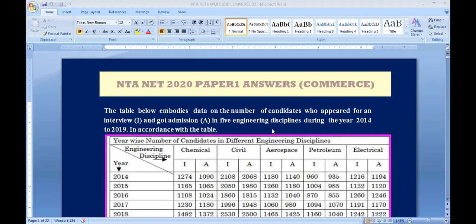If you know how to solve these 6 or 7 models, then data interpretation up to NET level examination is a cakewalk. You don't need to worry about it. Okay, let's get into the first question.